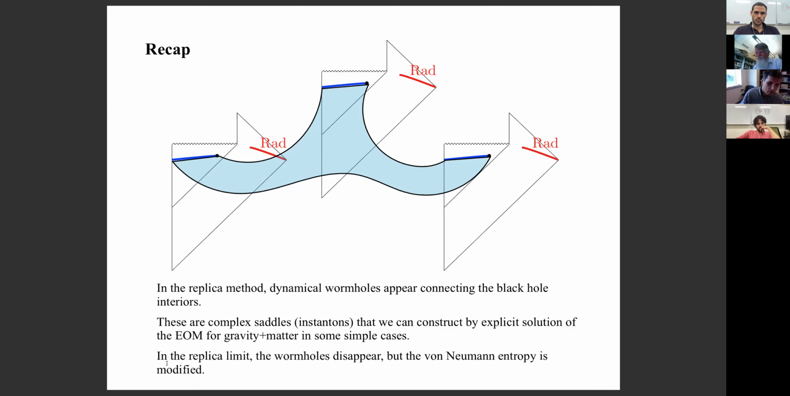And finally, in the replica limit, which is this limit n to 1, there are no wormholes anymore. Now, if there's only one copy, then there can't be any wormhole. It was only existing in this auxiliary calculation. So as n is taken to 1, the wormholes disappear, but the von Neumann entropy is modified.